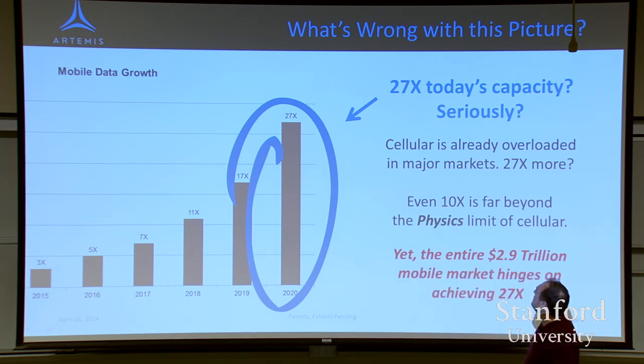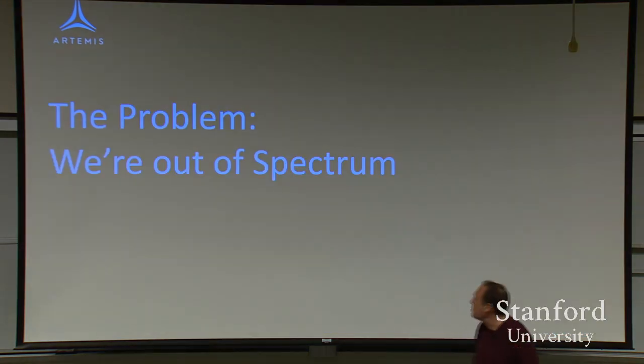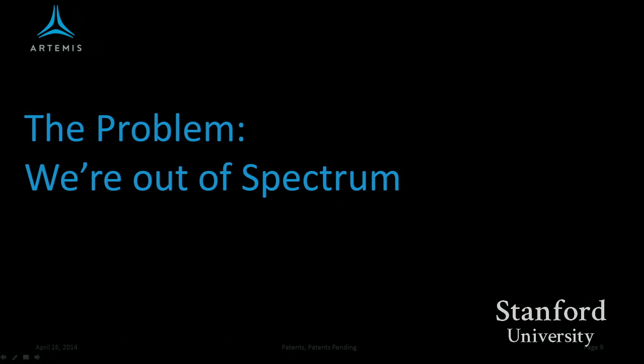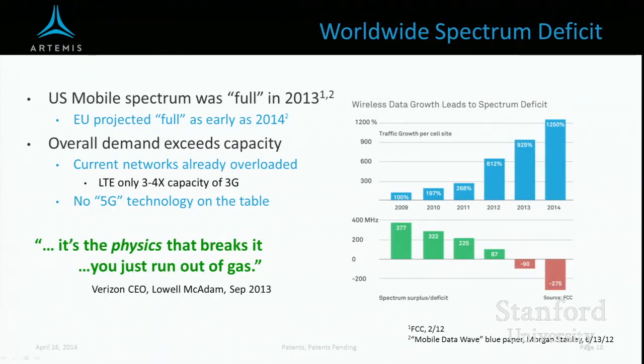Meanwhile, you've got all sorts of things, we'll talk about this, and even 10x, in our view, is beyond what you can physically accomplish using cellular technology. We're already at a point of overload in major markets, and it's getting worse. And it starts with being out of spectrum. I showed this chart here 2 years ago when it was released by the FCC.